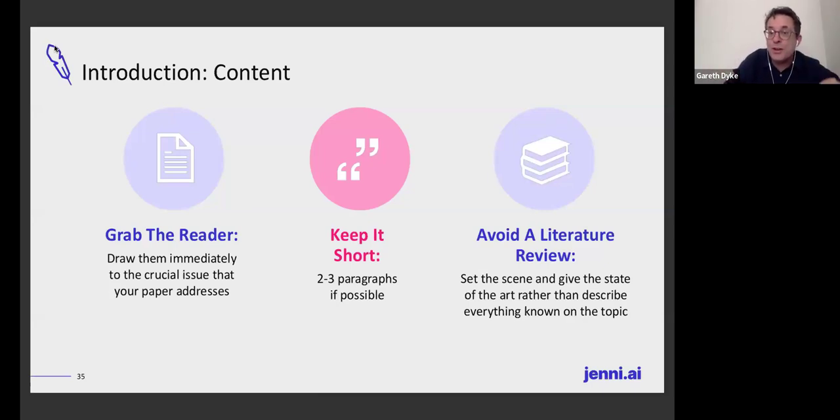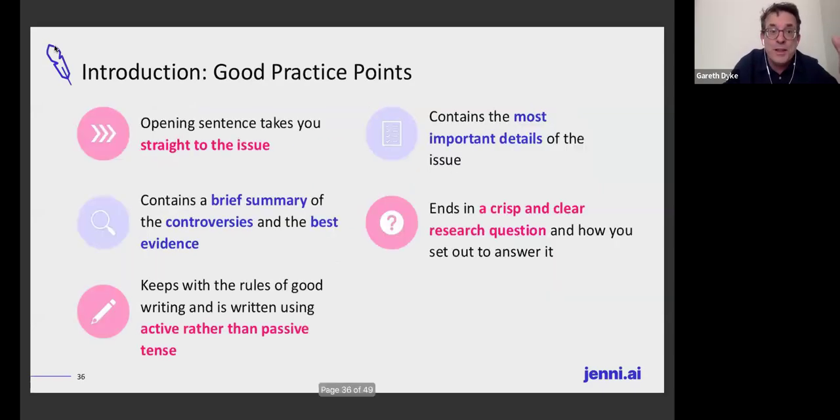You want to keep your introduction short, 2 or 3 paragraphs if possible, and you really want to avoid a literature review in your introduction. Average length of an academic paper, about 6,000 words. So you've only got about 1,500 for a fantastic introduction, with an opening sentence that takes you straight to the issue, a summary of the controversies and the best evidence, keeping within the rules of good writing, the most important details related to the issue, and the end of your introduction should have a crisp research question.